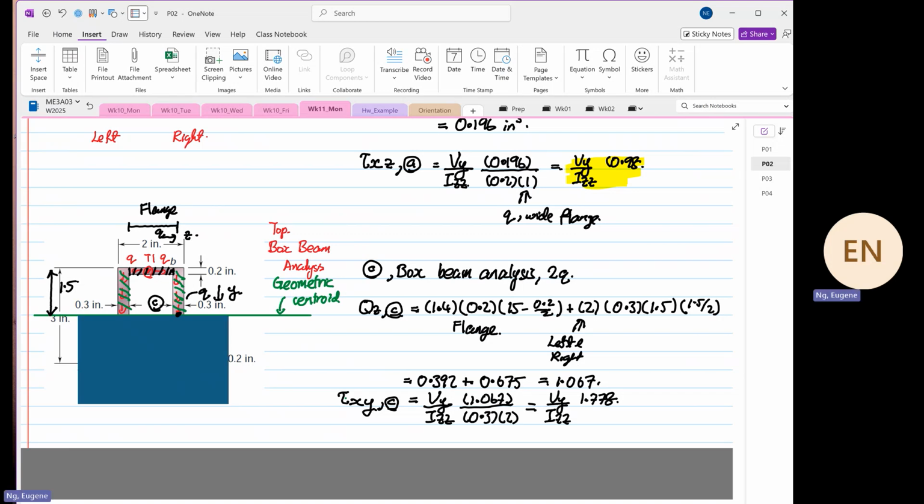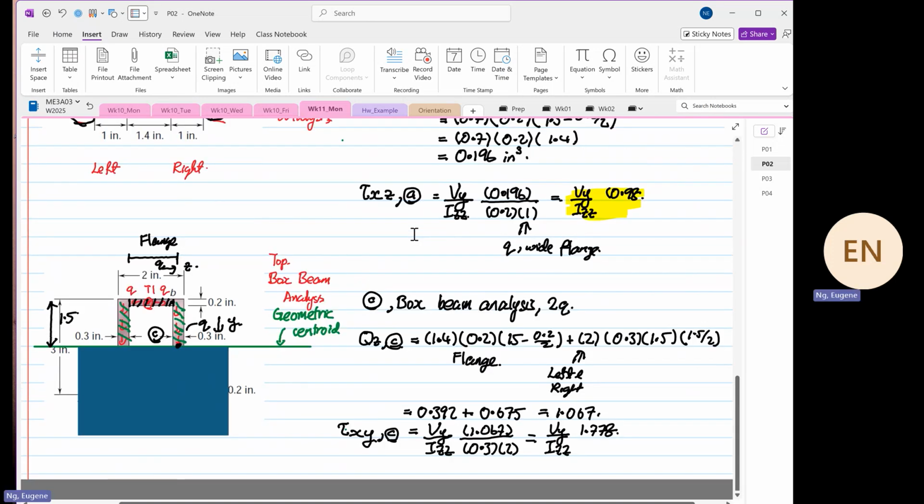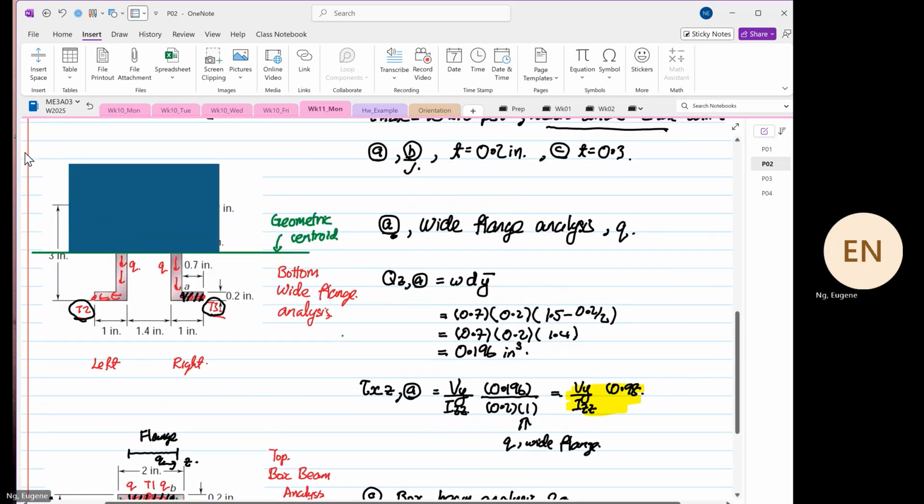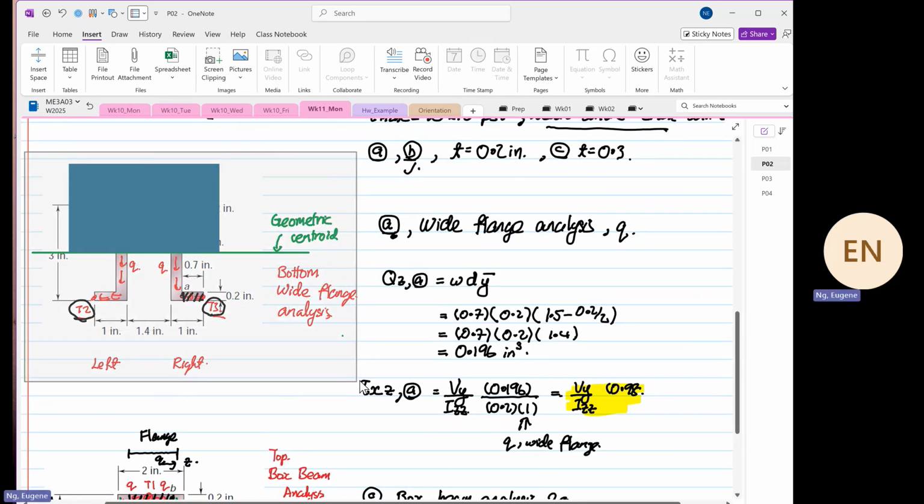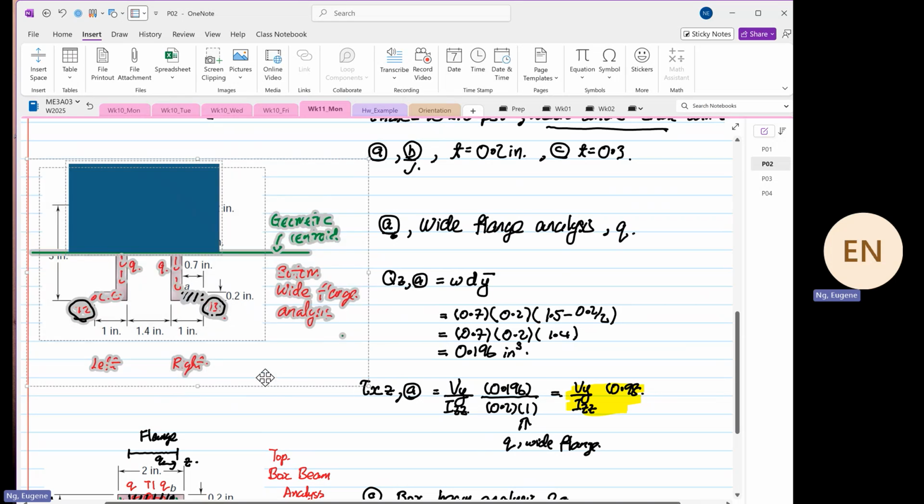Now, if you want to do from the bottom, the answer will be and has to be the same. Okay. Only thing when you do the bottom is no more box beam, it is a what? A white flange. Okay. So now we're going to deal with the bottom now. Okay, two ways of doing this. Okay. Why do I do two ways? I want you to have confidence in the analysis.